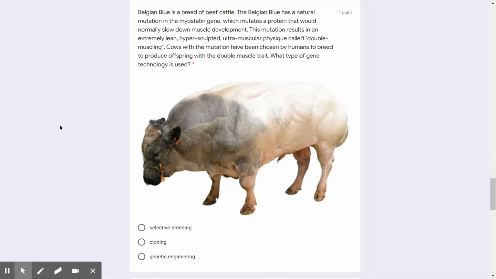Belgian Blue is a breed of beef cattle. The Belgian Blue has a natural mutation in the myostatin gene, which mutates a protein that would normally slow down muscle development. This mutation results in an extremely lean, hyper-sculpted, ultramuscular physique called double muscling. Cows with the mutation have been chosen by humans to breed to produce offspring with the double muscle trait. What type of gene technology is used?